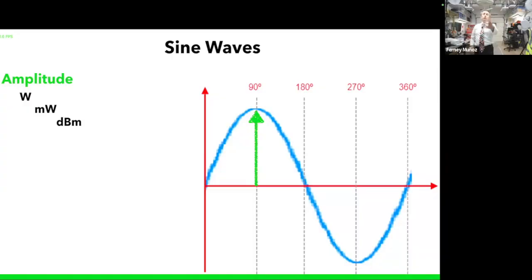It's like if we're talking sound waves. Volume, loud, soft. The volume will be represented by how tall that wave is. Here we're talking about the energy of these electromagnetic waves, and the amplitude is how tall that wave is. We good? Questions?